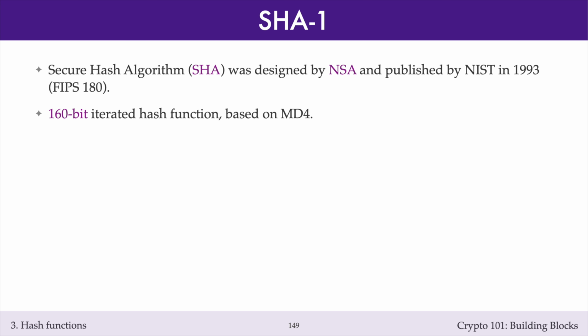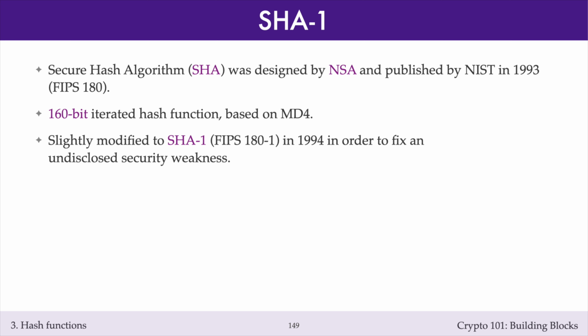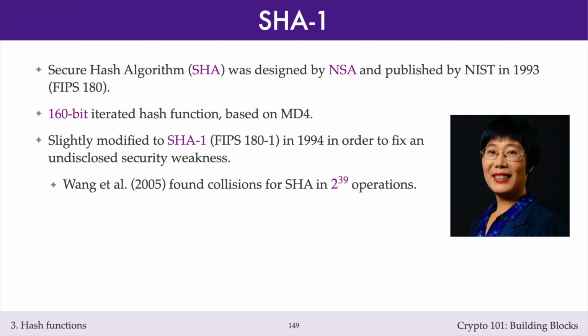The Secure Hash Algorithm, or SHA, was designed by NSA mathematicians and standardized by NIST in 1993. SHA is a 160-bit iterated hash function loosely based on MD4. In 1994, NSA slightly modified SHA to SHA-1. This change was made to fix an undisclosed security weakness. 11 years later, in 2005, Professor Wang and her colleagues found collisions for SHA in 2^39 operations. This new attack was much faster than the VW attack, which would have taken 2^80 steps.